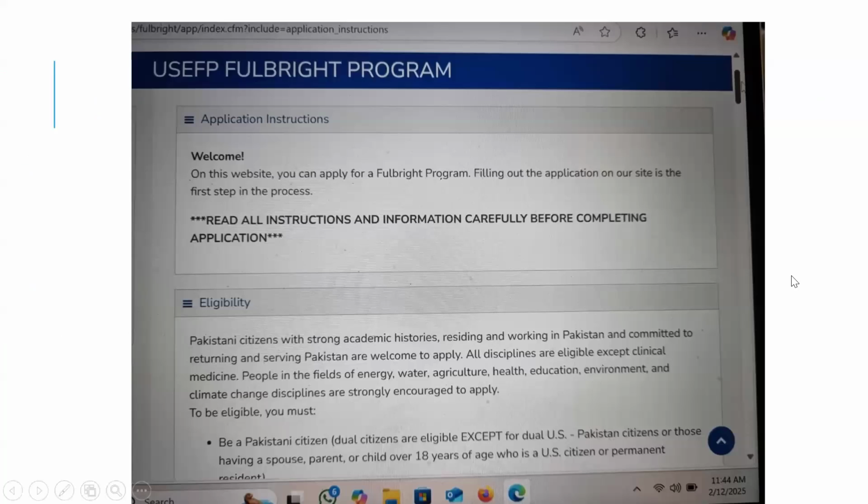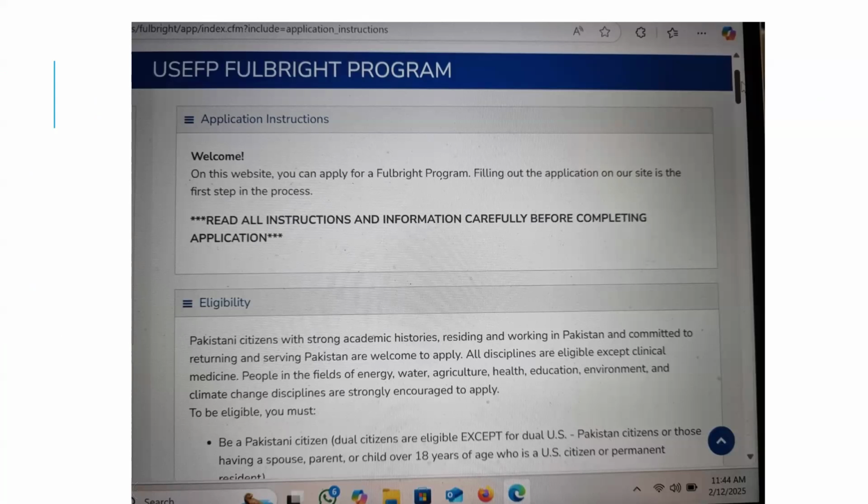All right. So when you start the application, this is the message that you see on this website. You can apply for a Fulbright program. Filling out the application on our site is the first step in the process. Read all instructions and information carefully before completing the application. So, what's the eligibility? Pakistani citizens. So, you need to be a Pakistani citizen if you want to apply for the Fulbright program.